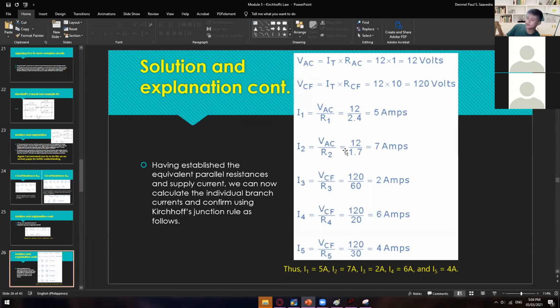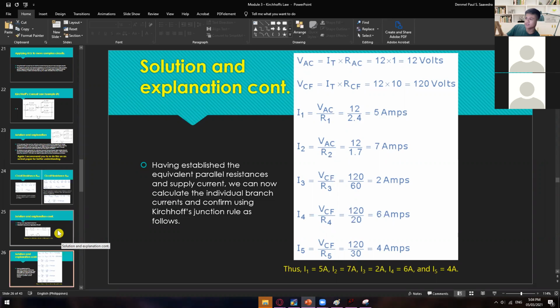So just use their own individual voltages and then own individual currents. So from there, you will be able to solve the I1, I2, I3, I4, and then I5, which is 5, 7, 2, 6, and then 4. Right? So you really need to do this one with paper.